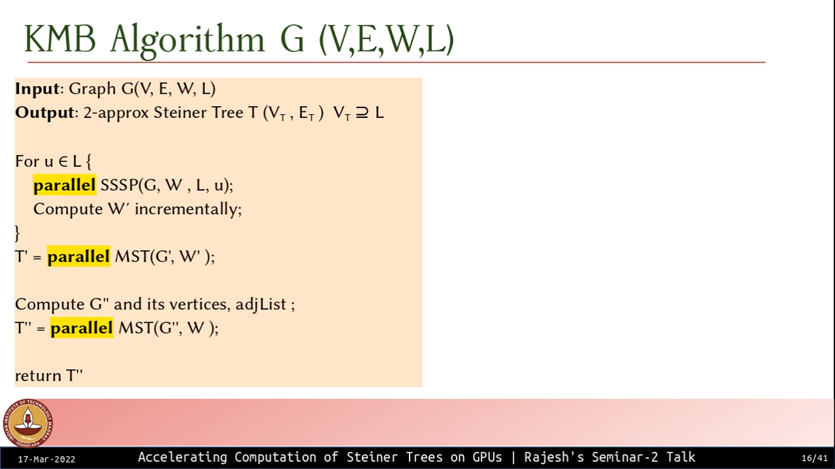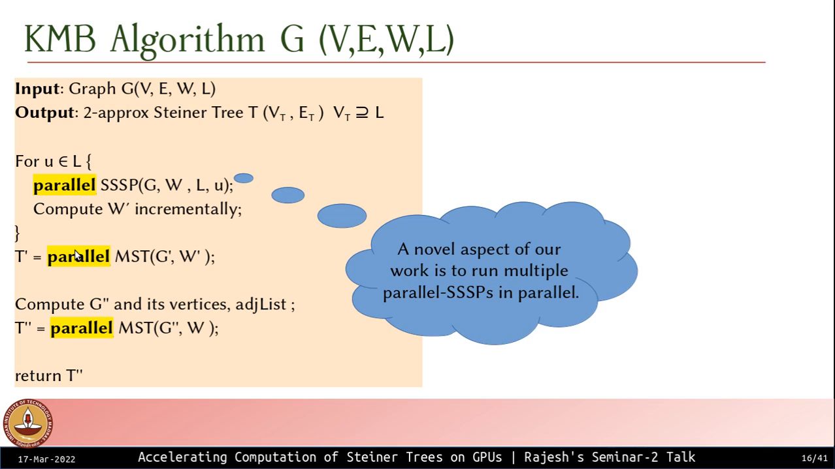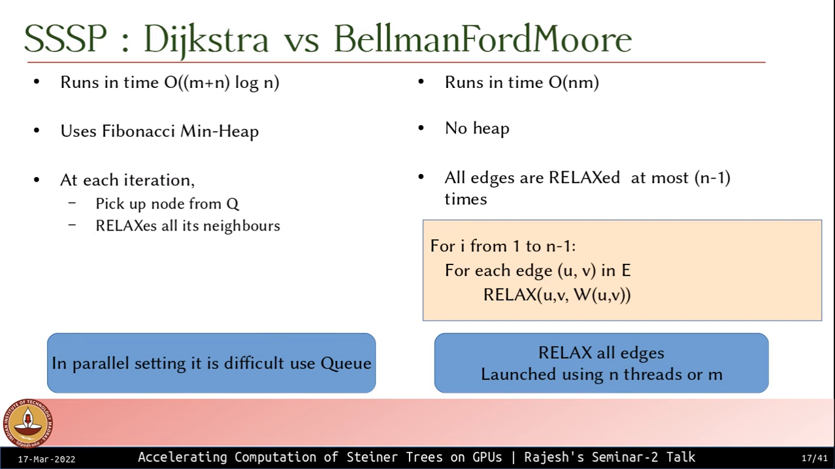So one naive approach would be to replace all the SSSPs and the MSTs here using a parallel algorithm. So that is one possibility, right? But each of the parallel SSSPs will run one after the other, since we have to run it for all the terminals, right? So our novel aspect here is that we designed our GPU implementation such that we have a tunable parameter to run multiple parallel SSSPs in parallel. So yeah, we'll get to it.